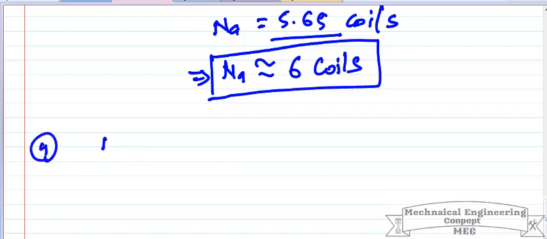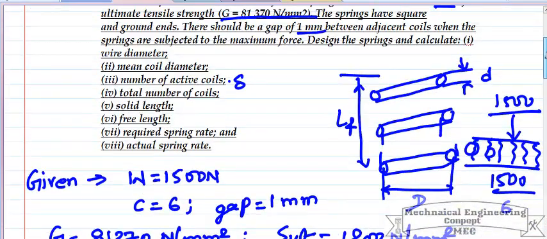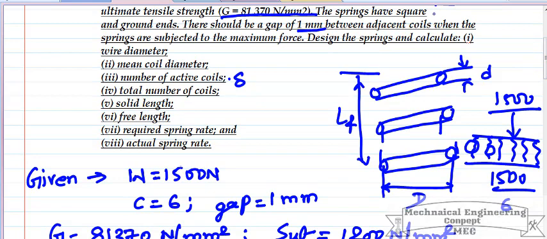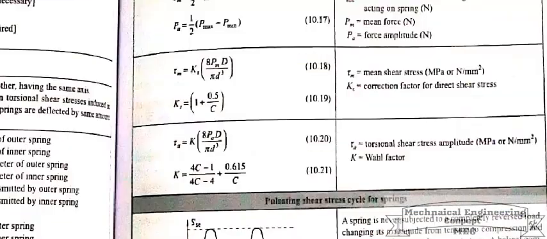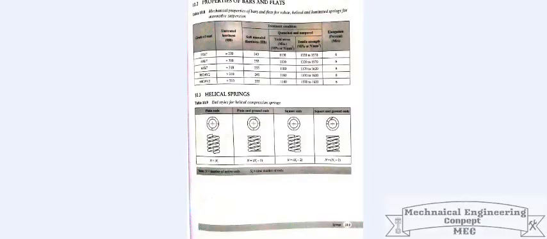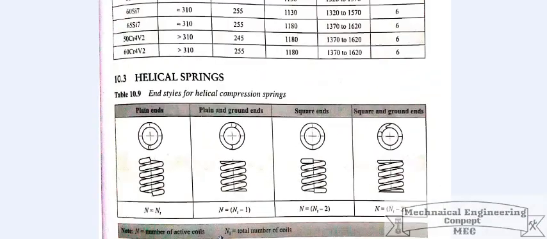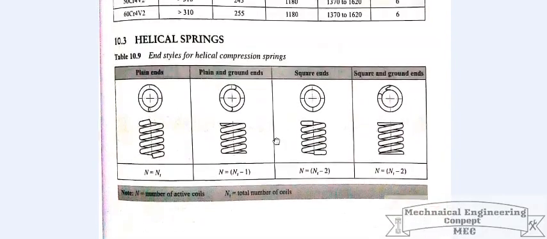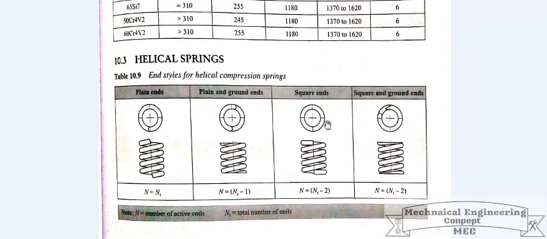Next, fourth value I need to calculate is the total number of coils. To calculate this, I need one condition which is given to us in this problem: the spring has square and ground ends. To know the formula for square and ground ends, table number 10.9, given on page number 10.9, is useful for us, in which the last, fourth condition is square and ground end, in which n represents the active number of coils and t is the total number of coils. The active number of coils is equal to total number of coils minus 2.